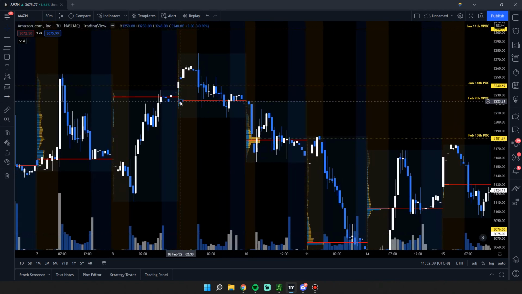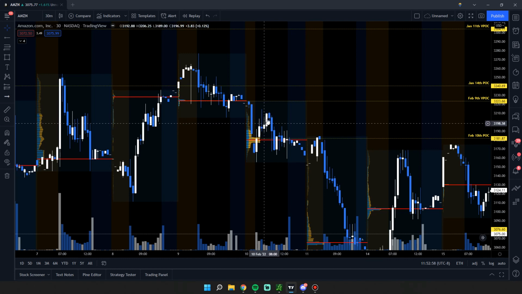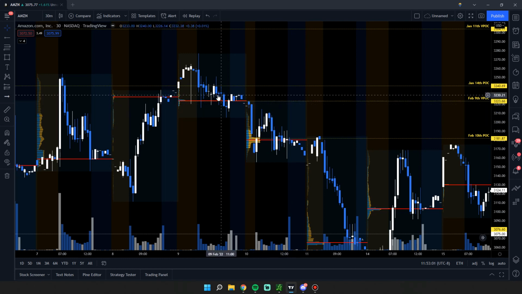So, for a virgin point of control, on the day that it was formed, it can be touched by the stock price indefinitely. It doesn't matter. After hours and pre-market, it can still be touched. On the following day, once price action leaves this area, as long as the stock price doesn't come back and touch it, this will remain a virgin point of control.